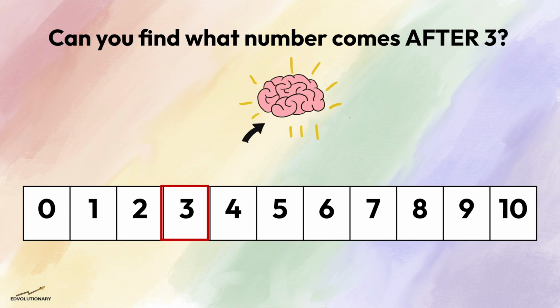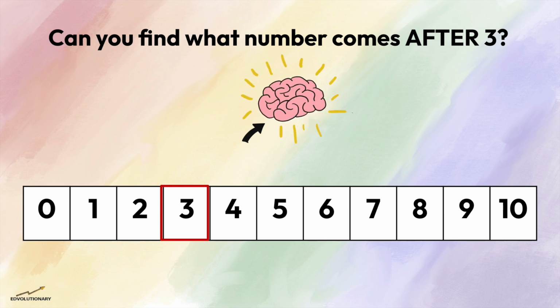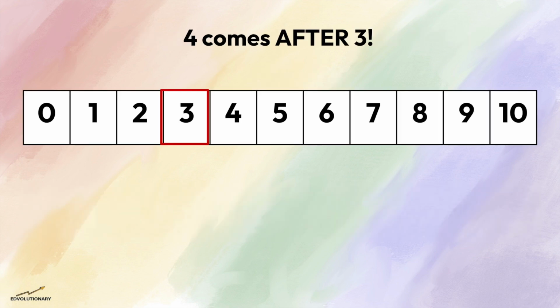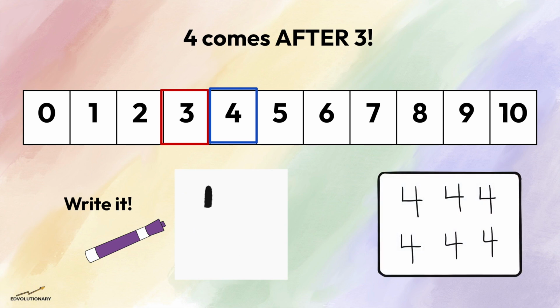Then we can say, can you find what number comes after 3? And give them a second to think and write it on their boards. And then we can say 4 comes after 3. And I have the animation going a little bit later just to really draw students' attention. We were talking about 3, and now we're talking about 4, and 4 comes after 3. So if you need to correct it, go ahead and write it on your board.